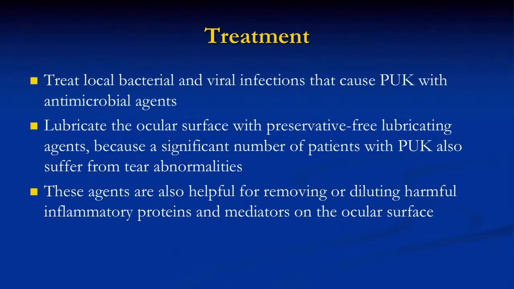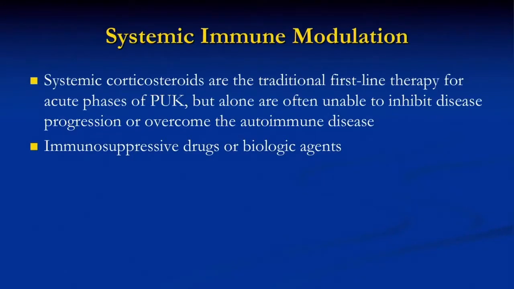We treat those bacterial or viral infections that may cause the PUK, and then lubricate the eye, as most of these vasculitides have dry eye problems and tear film abnormality as well. Also, washing it out dilutes the harmful inflammatory proteins that we may have. But that alone, the ocular treatment, is not enough.